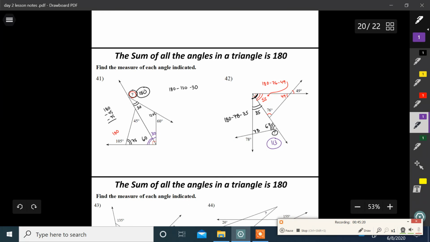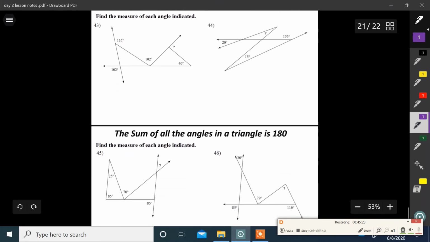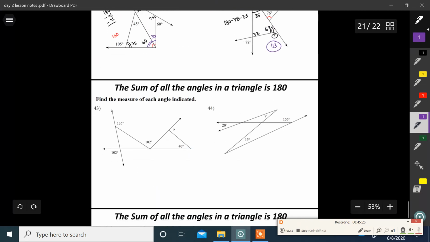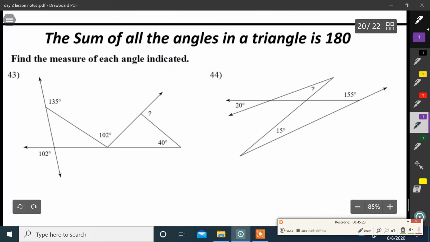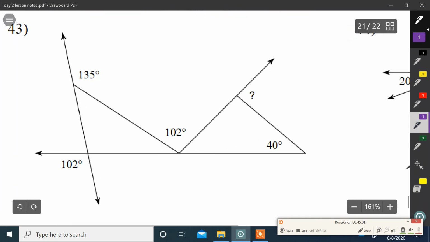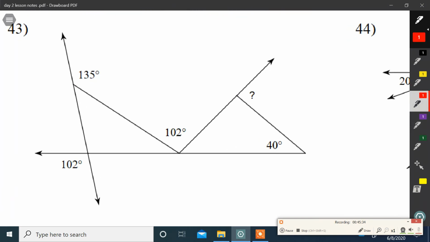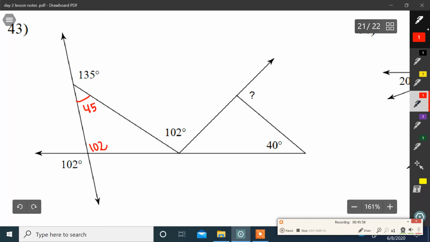I'll do 2 more, and then you can do the rest. I don't want to do that many because this one's take forever. I'll do it a little bit faster now that you should have the idea. To get this one, I know I'm going to subtract 180 minus 135. This right here is going to be 45. This is 102.